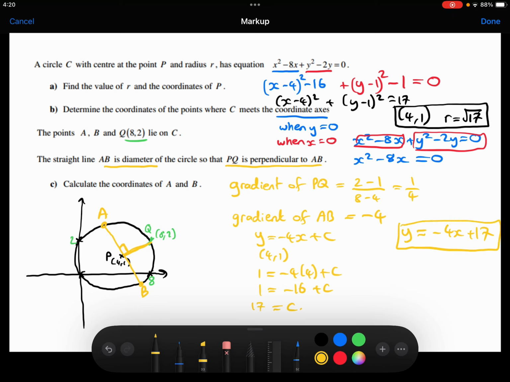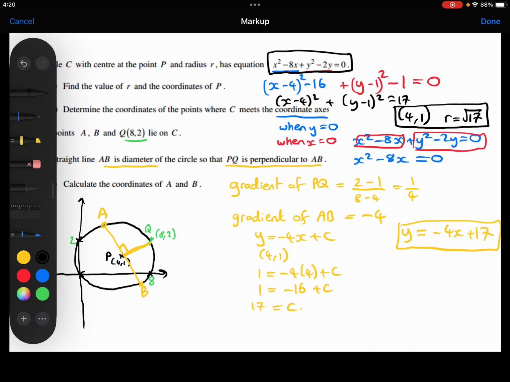Now to do some simultaneous equations to work out where that intersects with the circle. Remember, this is the equation of the circle, so I'm going to substitute my straight line into the circle here and here. So I'll have x squared minus 8x, then I've got the y squared, which is going to become the (-4x plus 17) squared, minus 2 lots of the y, is equal to 0.